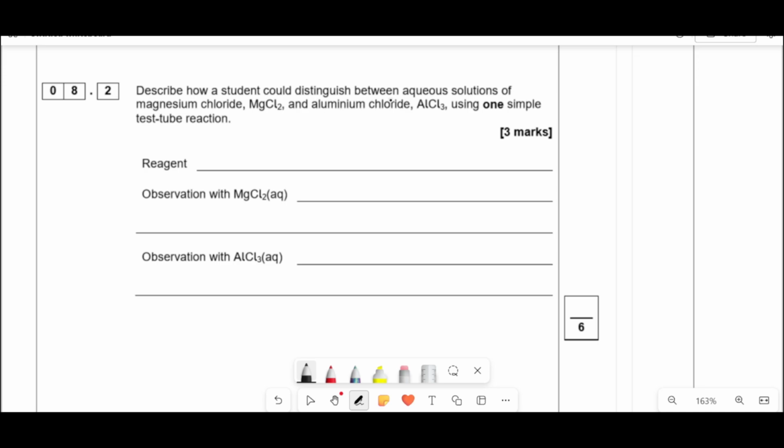Then it says, describe how a student can distinguish between aqueous solutions of magnesium chloride and aluminium chloride using one simple test tube reaction. So it has to be one easy peasy basic thing. I know that I could add NaOH, because this one's devious. So if I add NaOH to this MgCl2, right, it's going to be a white precipitate, because it's very, very insoluble. The question's told you it is with one simple thing here, and we're looking at aqueous solutions of these two, right?